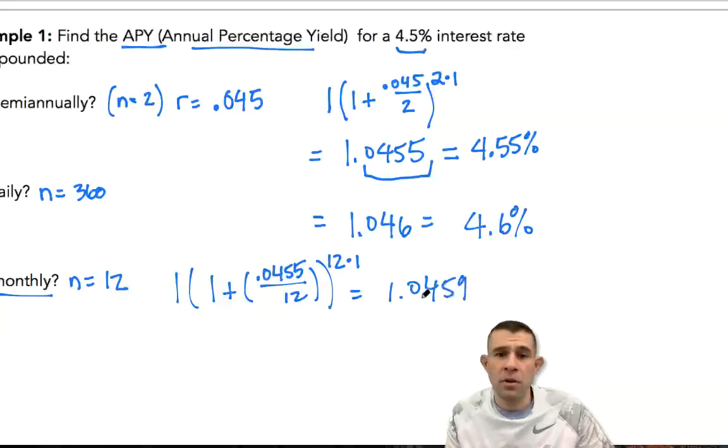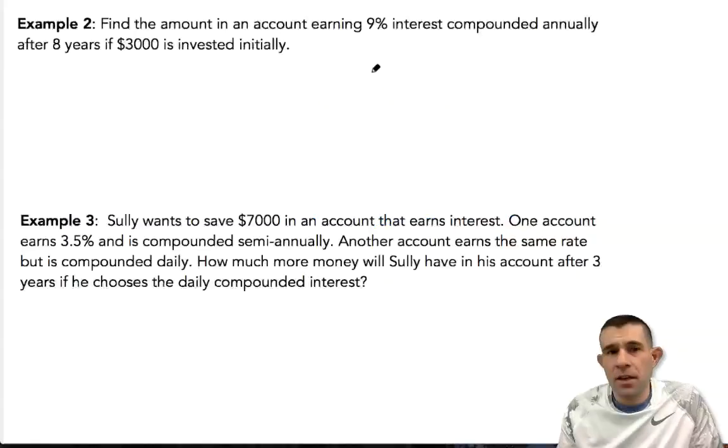As a percentage, we're going to move our decimal over 2 places. This gives us 4.59%. All right, let's take a look at example 2.